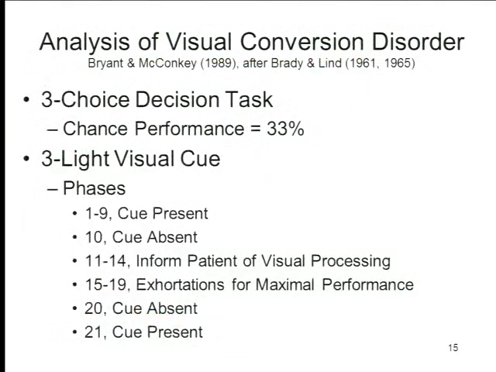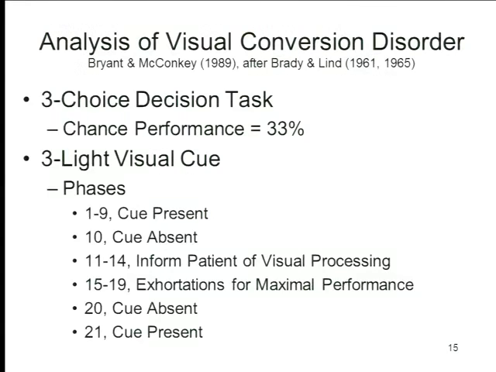Here is a very nice recent case from Australia by David Bryant and Kevin McConkey, who got access to a case of visual conversion disorder. This was a person who claimed that she could not see, had no visual experience at all, but competent neurological examination had revealed that there was absolutely no problem with her visual system at all.